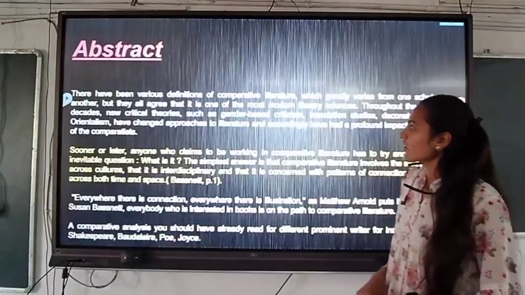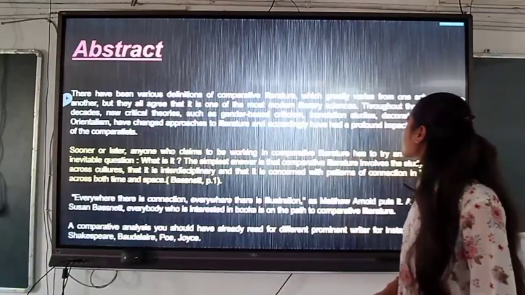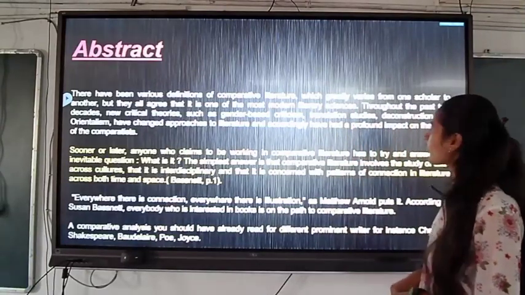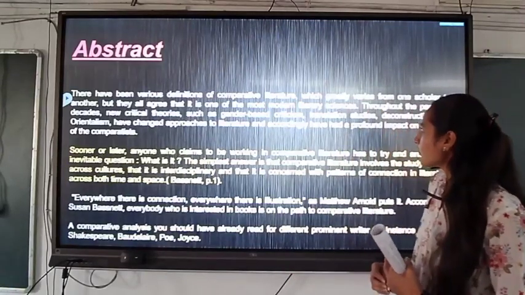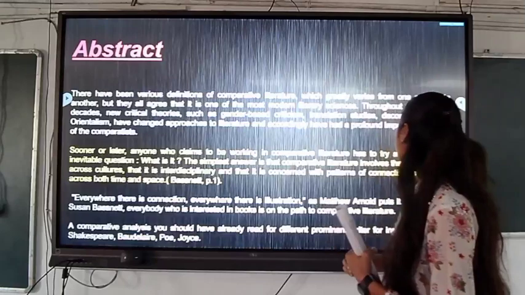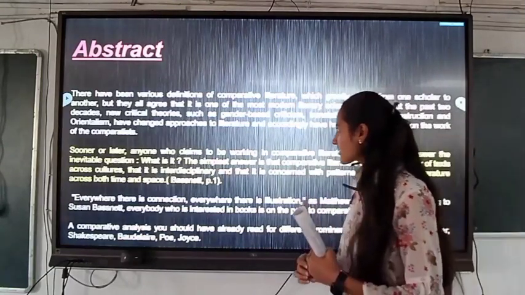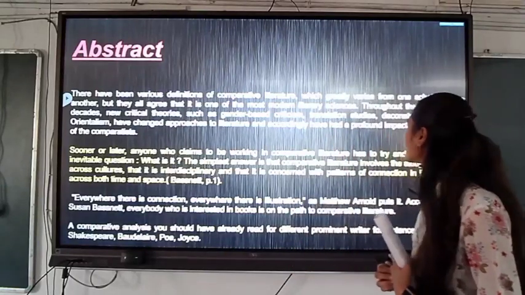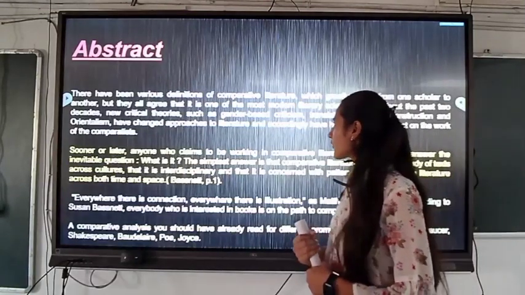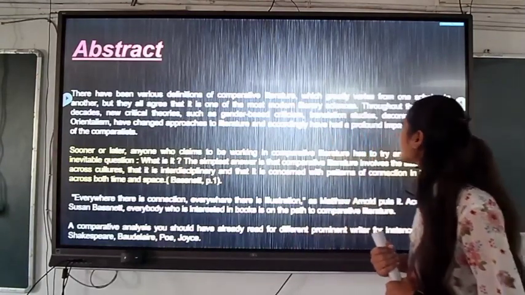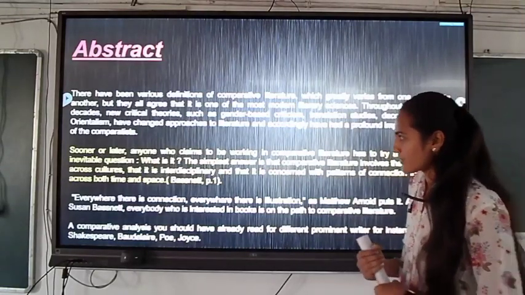Abstract. There have been various definitions of comparative literature, which vary greatly from one scholar to another, but they all agree that it is one of the most modern literary sciences. Throughout the past two decades, new critical theories such as gender-based criticism, translation studies, deconstruction, and Orientalism have changed approaches to literature and accordingly have had a profound impact on the work of the comparist.